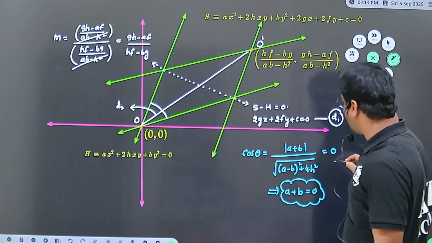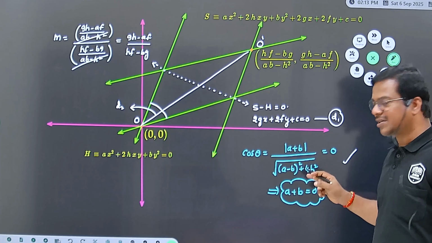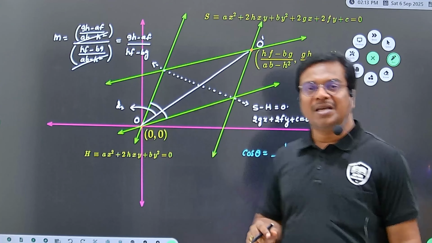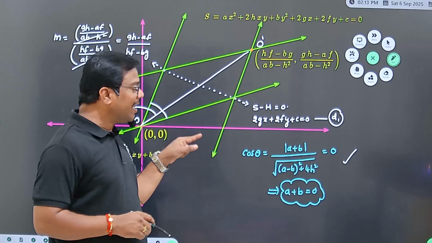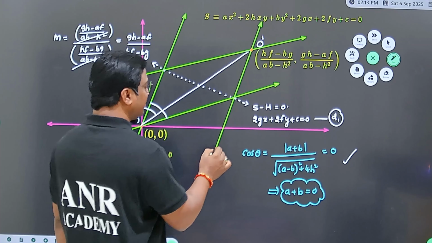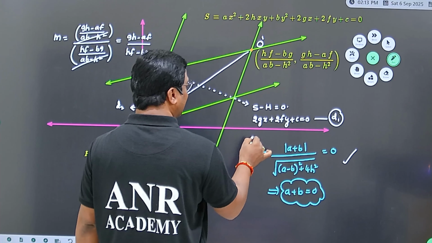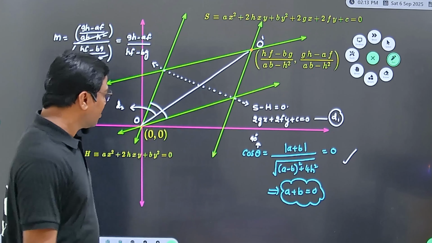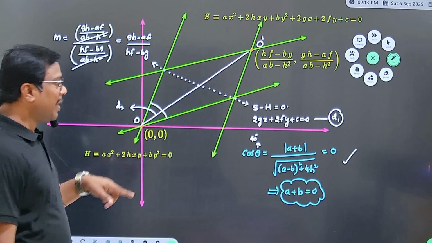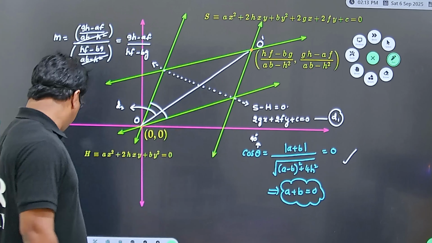First, about adjacent sides. Adjacent sides come from H equal to 0, this is the angle between adjacent sides. Nothing but the angle between a pair of lines. We know the formula for the angle between a pair of lines, cos theta equal to mod (a plus b) by root over (a minus b) whole square plus 4h square. When theta equals 90 degrees, then this result becomes 0 and hence a plus b equals 0. So if adjacents are perpendicular, then you write the condition a plus b equals 0.